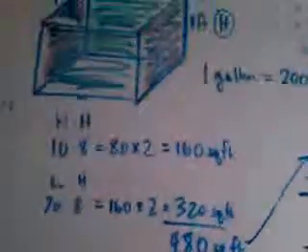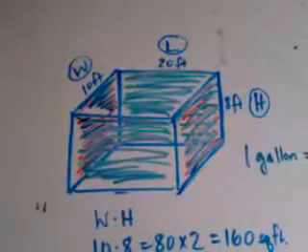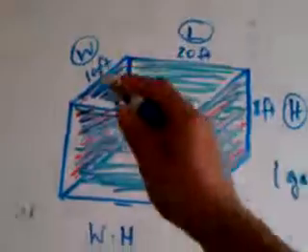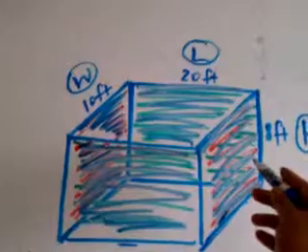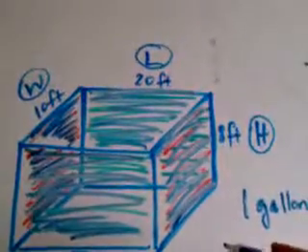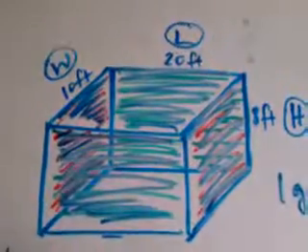And let's just recap. We looked at the room. We knew that we had 4 walls. We're not painting the ceiling, and we're not painting the floor. We know that the width of 1 wall is 10 feet, and it's the same on the other side of the room. We know that the height of the room is 8 feet, and we know the length of 1 wall is 20 feet, and the length of the other wall is 20 feet.